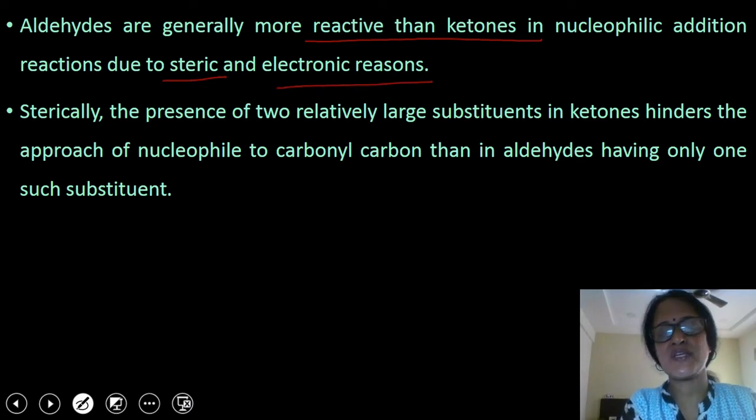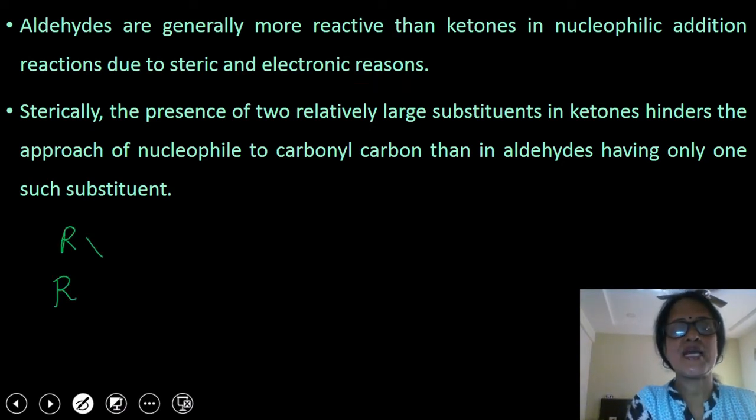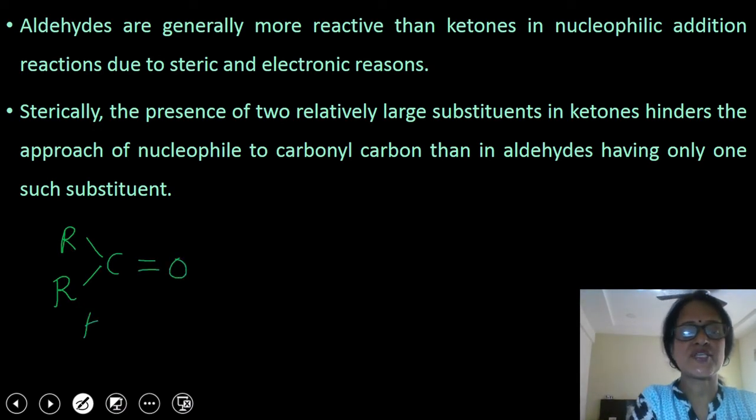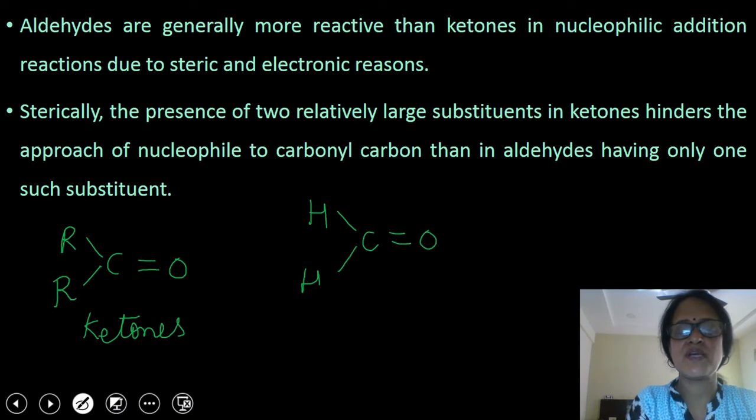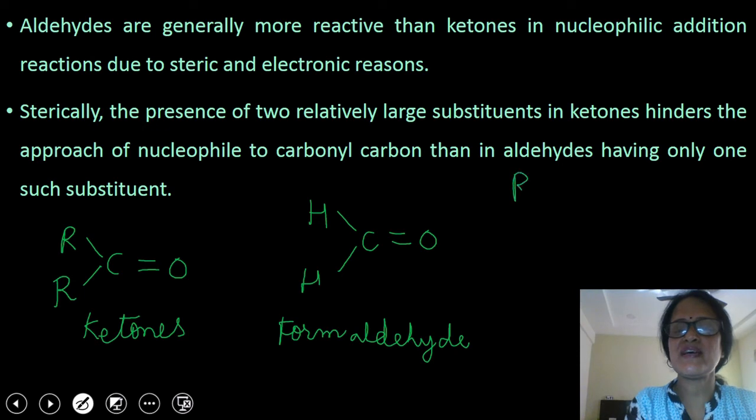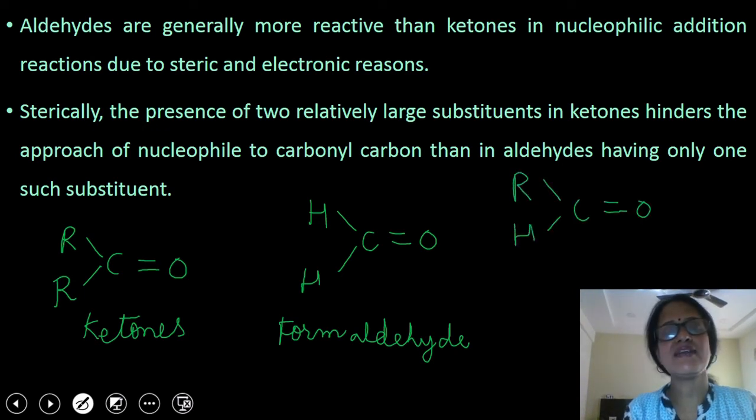First I will explain the steric reason. For explaining the steric reason, I would like to discuss the structures of aldehydes and ketones with you. All of you know that in ketones, two bulky alkyl groups are attached on the carbonyl carbon atom. So this is the structure of ketones. Now I will draw the structure of formaldehyde. In formaldehyde, two hydrogen atoms are attached to the carbonyl carbon. So this is the structure of formaldehyde. Now I'll draw the structures of aldehydes other than formaldehyde. In aldehydes other than formaldehyde, one alkyl group and one hydrogen are attached to the carbonyl carbon atom.